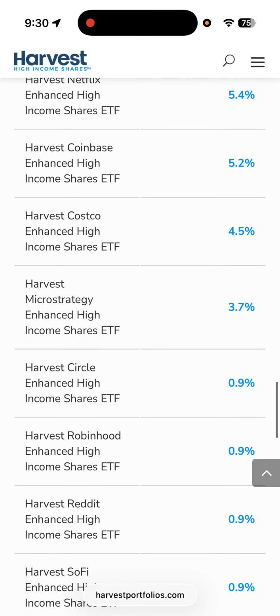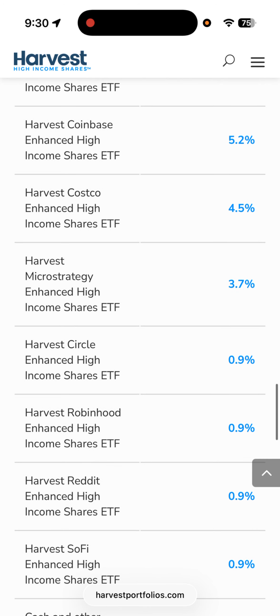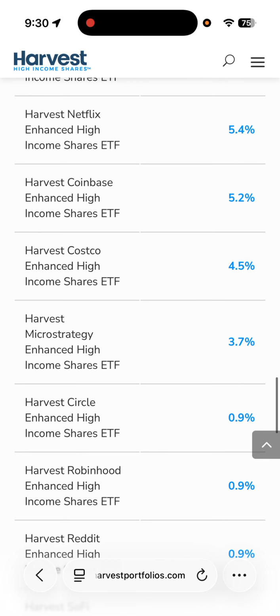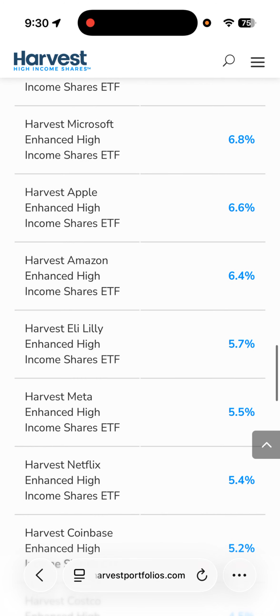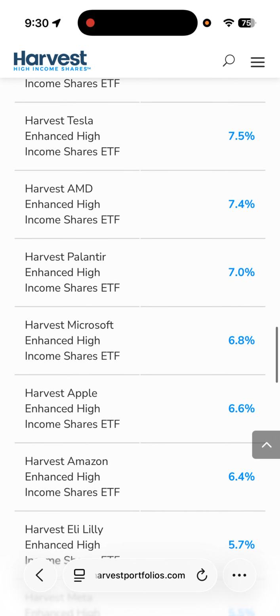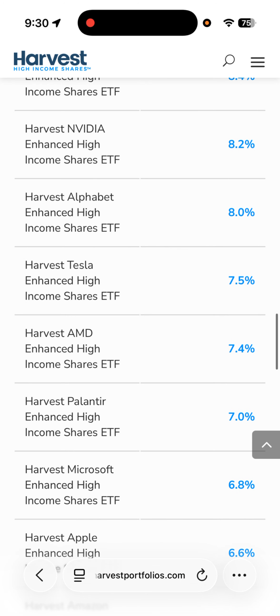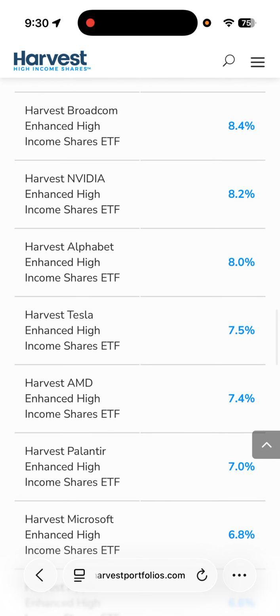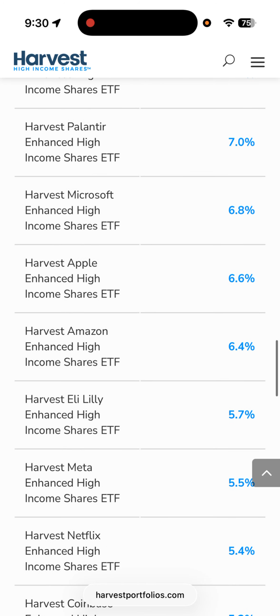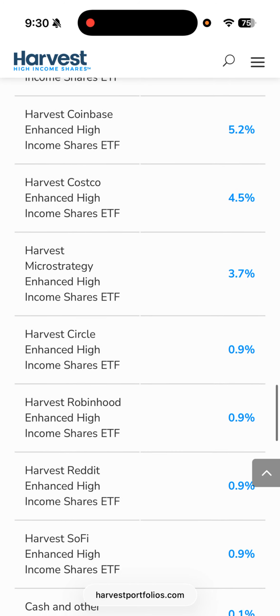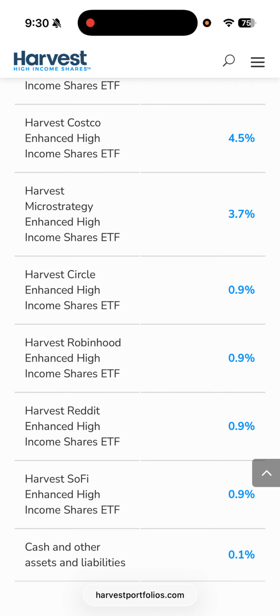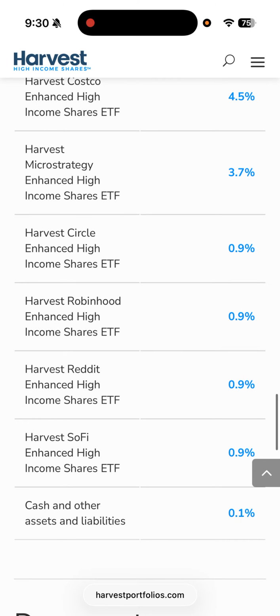So right now, MicroStrategy, the MSTE, is under 4%. Like Costco, they have a higher holding in Costco. They have a higher holding in Meta. They have a higher holding in Amazon, right? So I don't know if they're doing that to prevent the share price getting dragged down, or maybe it's just because of the volatility or performance. I'm not sure. I'm not an expert stock picker, which is why I try not to go for single stock funds, because I just don't know.